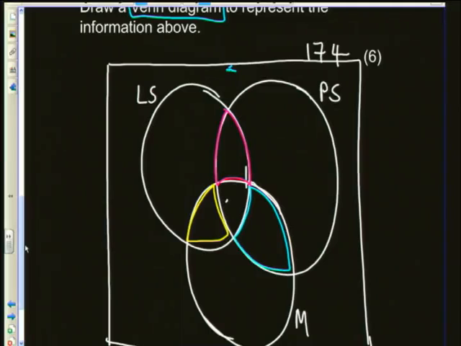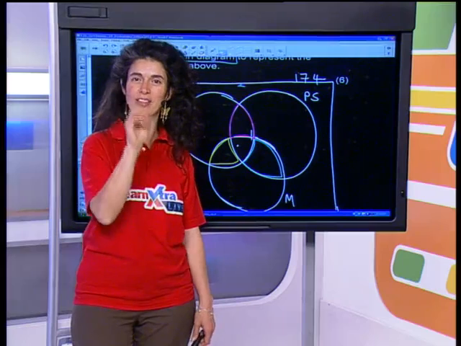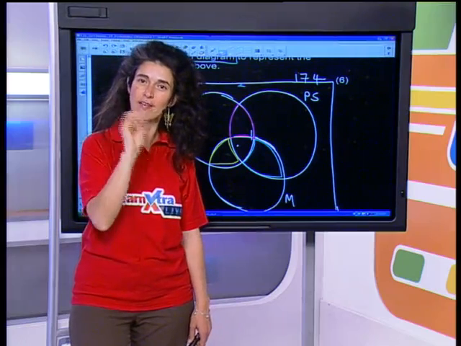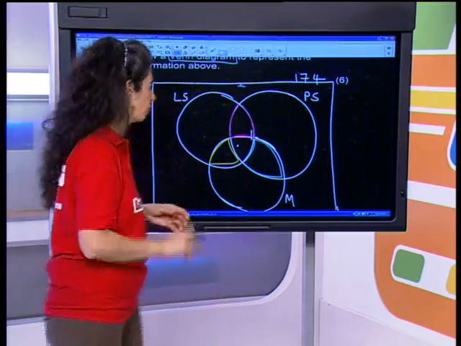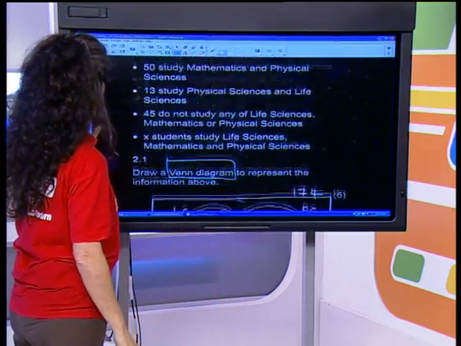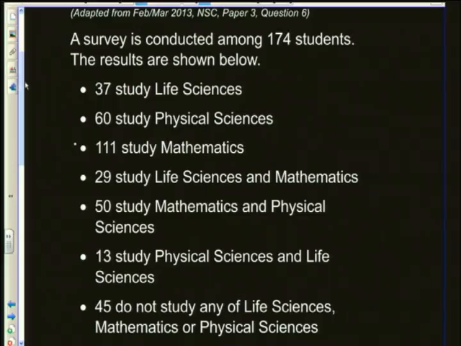Remember what I said just a moment ago? Where do we start? With the people in the middle. So let's go and find who should be in the middle. The 37 doesn't help me. I've got to go look for more information. Let's go look for more information. 60 study physical science. That still doesn't help me. 111 study mathematics. Still doesn't help me.